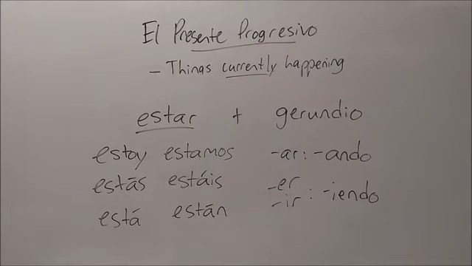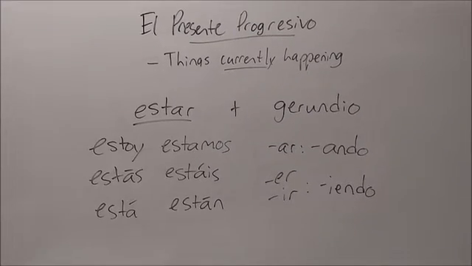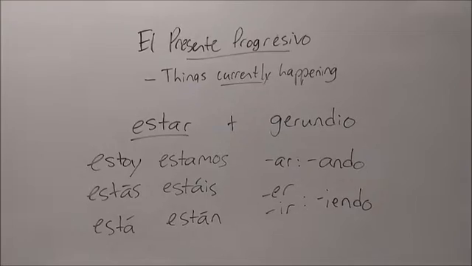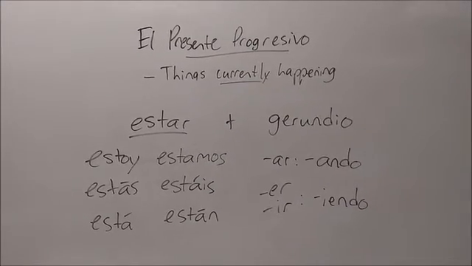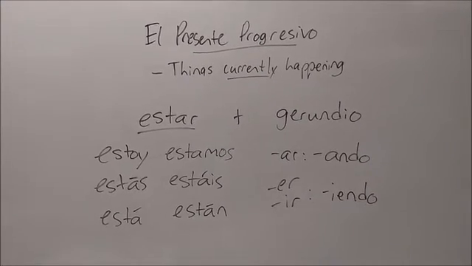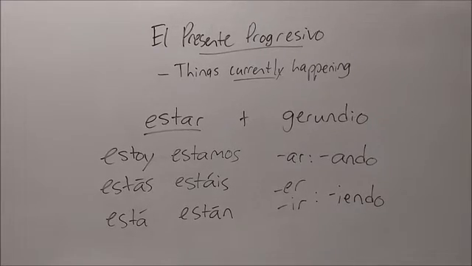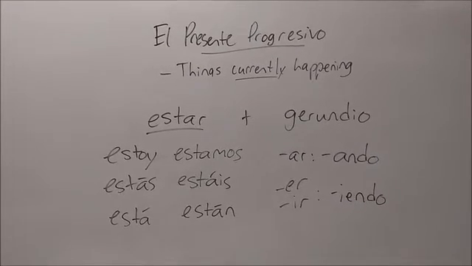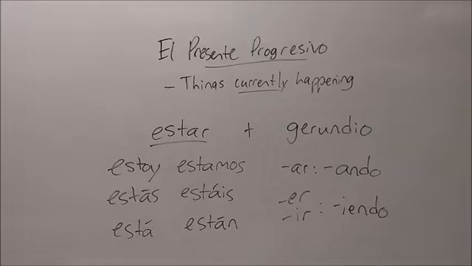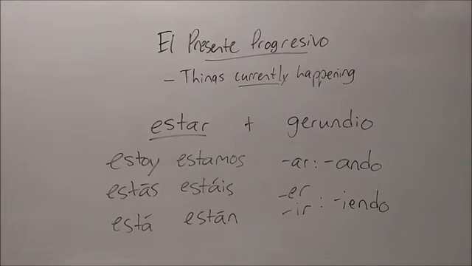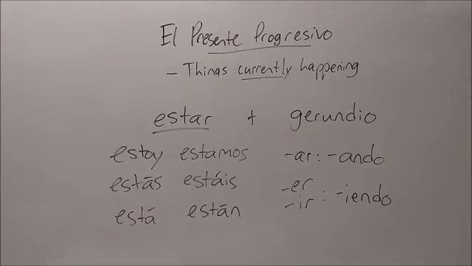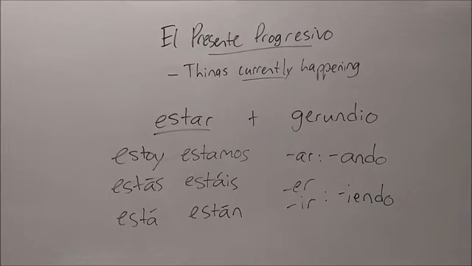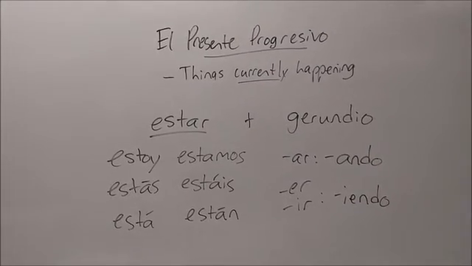Segundo, tenemos el presente progresivo, which is used to express things that are currently happening, things that are happening right now. You have two parts of the present progressive. The first is the verb estar, which you need to conjugate in the present tense, and el gerundio, the gerund. In other words, the thing that makes it ing. For AR verbs, that's ando, and for ER and IR verbs, that's iendo.